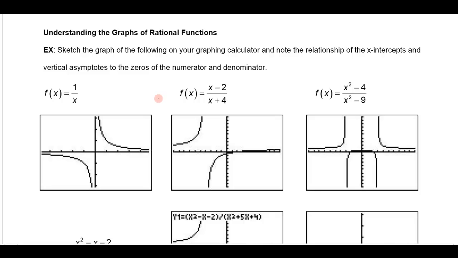Hi everyone. In this short video we want to look at the graphs of some rational functions and try and make some sense out of the graph in terms of its equation. So let's start right here with this function f of x equals 1 over x.